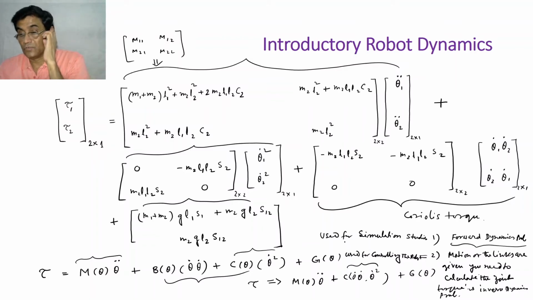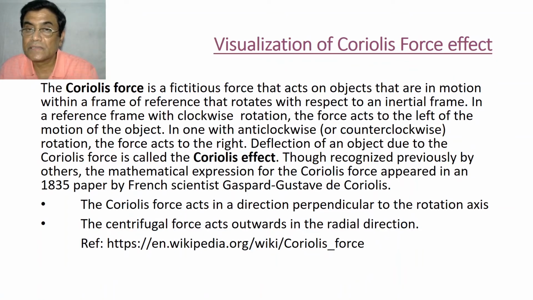Okay. So with this, I think I need to tell you one more thing, that is what is Coriolis force. This is very interesting. Coriolis force is a fictitious force that acts on objects that are in motion within a frame of reference that rotates with respect to an inertial frame. Okay. Now, in the reference frame with clockwise rotation, the force acts to the left of the motion of the object. In one with anti-clockwise rotation, the force acts on the right, which you can now see. Okay. Now, deflection of an object due to Coriolis force is called Coriolis effect. This is very, very important.